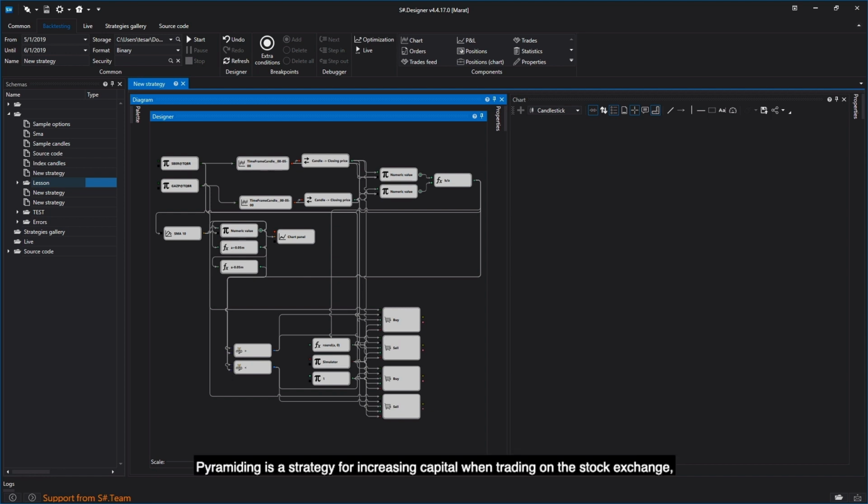Pyramiding is a strategy for increasing capital when trading on the stock exchange. Its essence lies in the gradual opening of a series of trades against the background of a favorable trend, which increases the trader's chances to achieve a stable income. After a positive result, the next order is doubled compared to the previous one. The trader only risks the amount earned and the minimum initial order. The profit depends on the number of steps in the pyramid and grows exponentially.